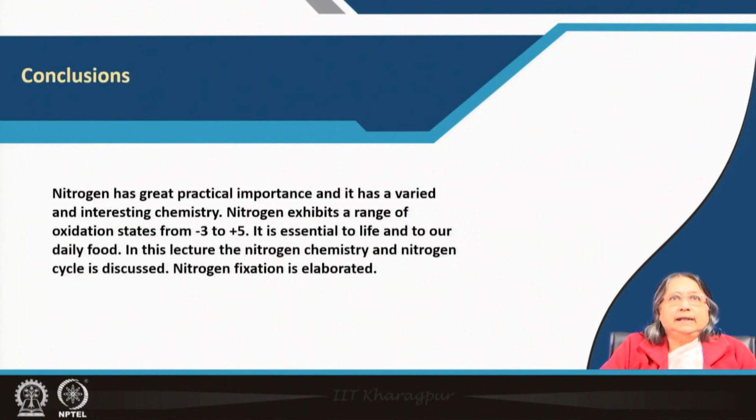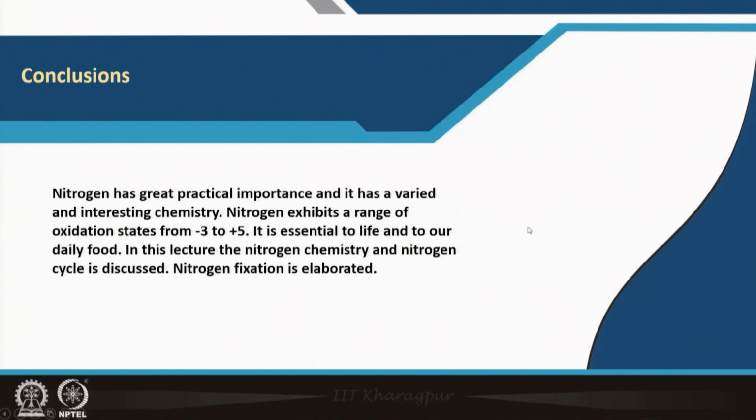Now, this is the conclusion. In this lecture I have discussed nitrogen. Nitrogen, you know, has great practical importance and it has a varied and interesting chemistry. Nitrogen exhibits a range of oxidation states from -3 to +5. It is essential for life and for our daily food. In this lecture, the nitrogen chemistry and nitrogen cycle are discussed and nitrogen fixation is elaborated. Thank you so much.